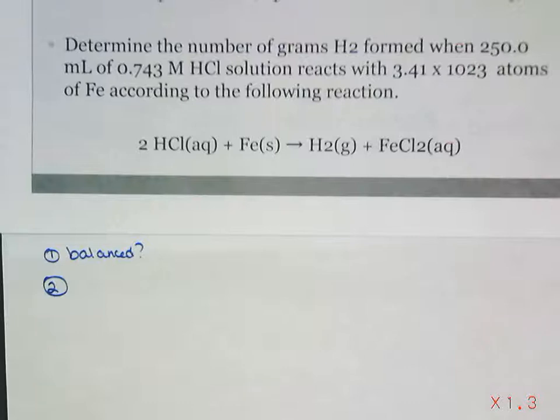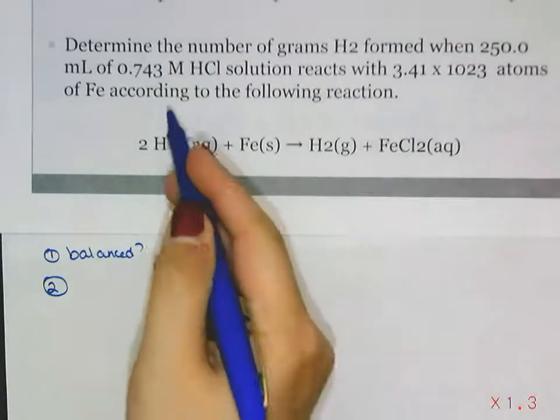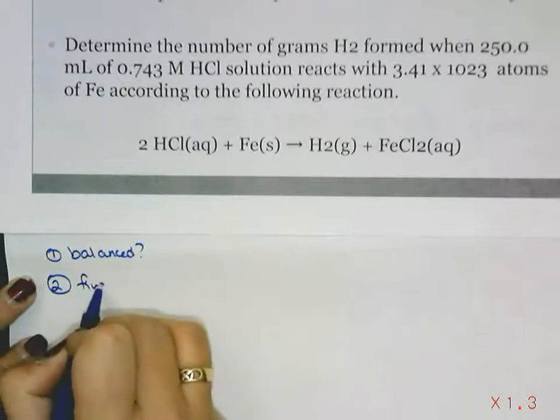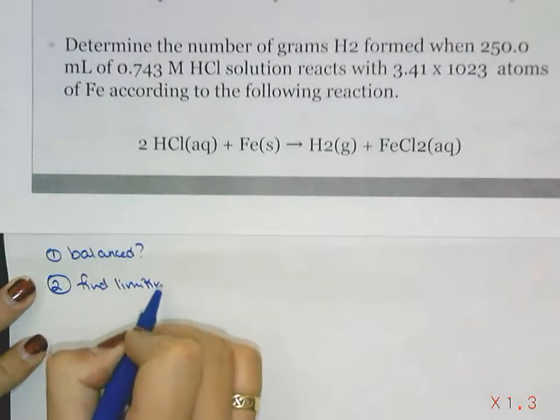All right, how about we do hydrochloric acid first because I'm feeling crazy. All right, do I start with the milliliters or with the molarity? Milliliters, okay. So step 2. Find the limiting reagent.